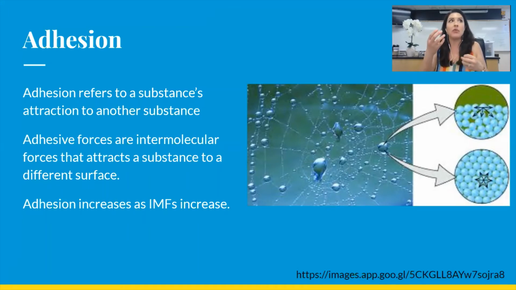And if you think about it, what an adhesive is, it's like a glue, something that sticks to something else. And adhesive forces do just that. One substance's ability to stick to a different substance or adhere to it is called adhesion. Like cohesion, as you increase the intermolecular forces and you move from London dispersion to dipole-dipole to H bonding, the strength of the intermolecular forces increase, and so too does the strength of the adhesion. So this is the third property that's directly related to IMFs.